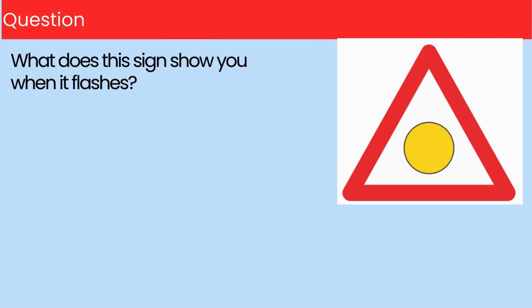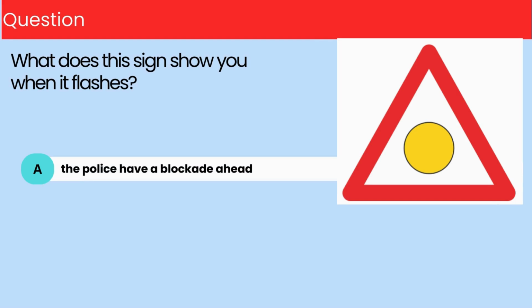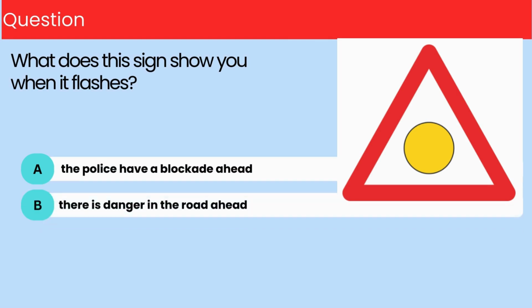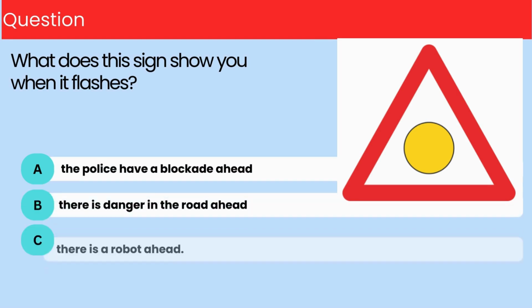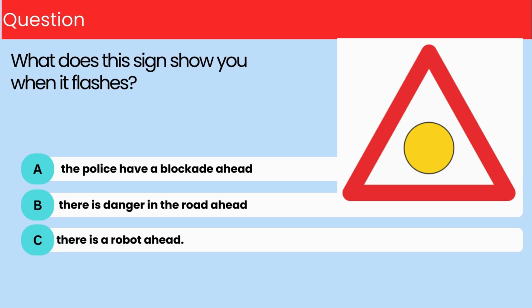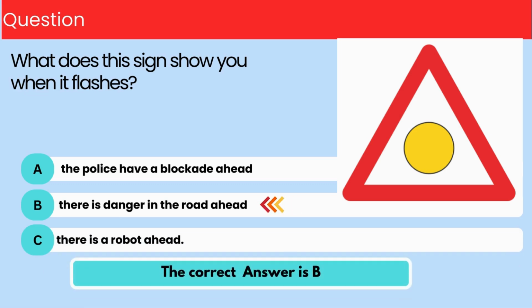Question: what does this sign show you when it flashes? A. The police have a blockade ahead. B. There is danger in the road ahead. C. There is a robot ahead. The correct answer is B.